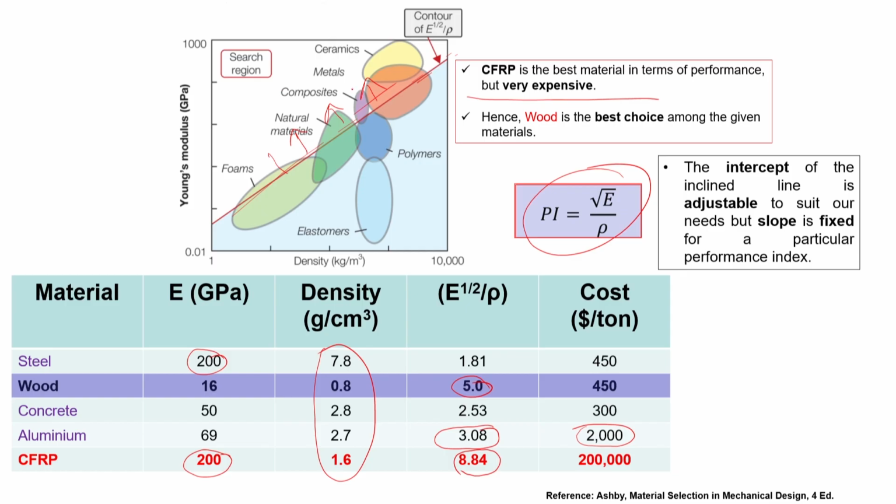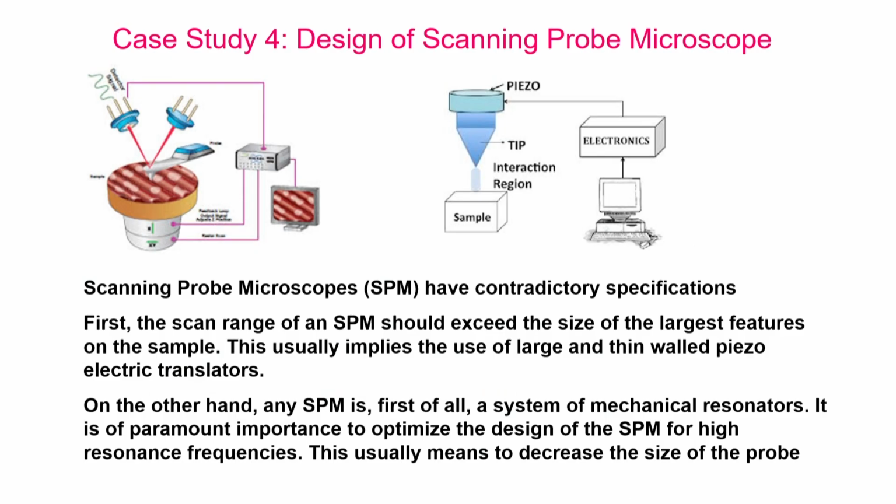That is why some of the composites here are better than some of the metals, because they give you lesser E in that sense, lesser density in that sense, so that you get a higher square root over E by rho. I will now come to another interesting case study, just extending this concept. Okay. So, design of a scanning probe microscope.